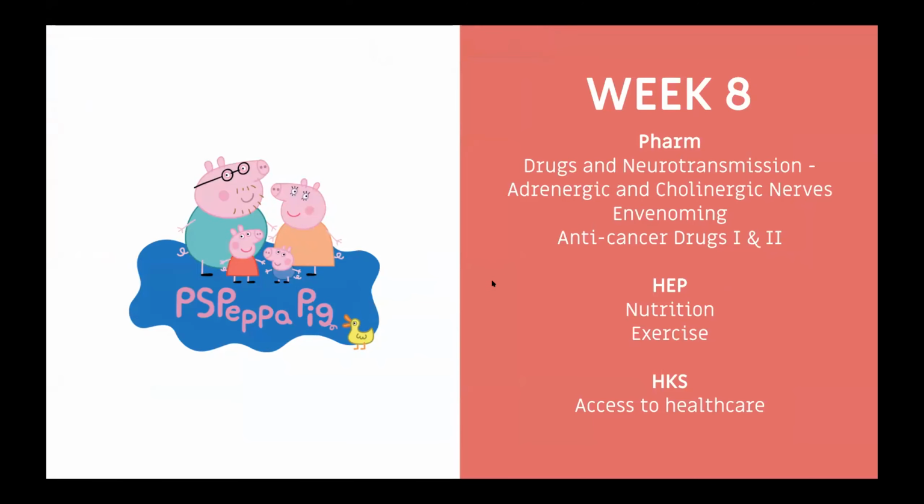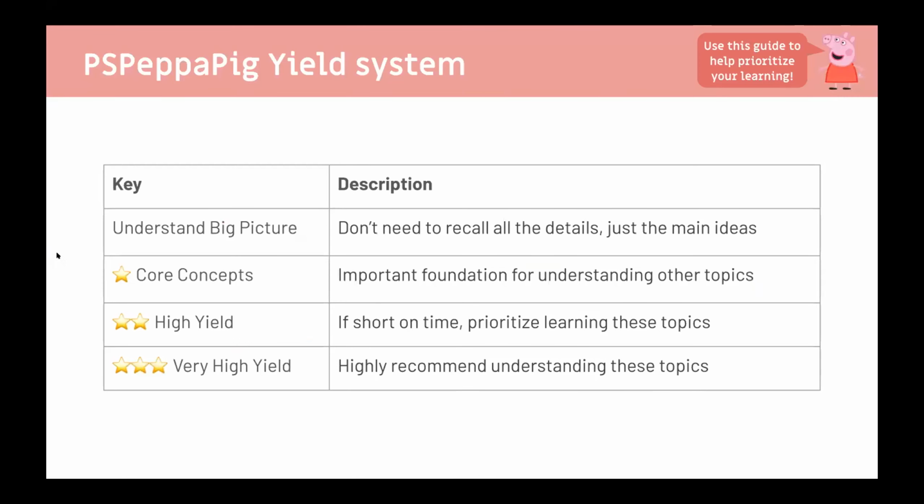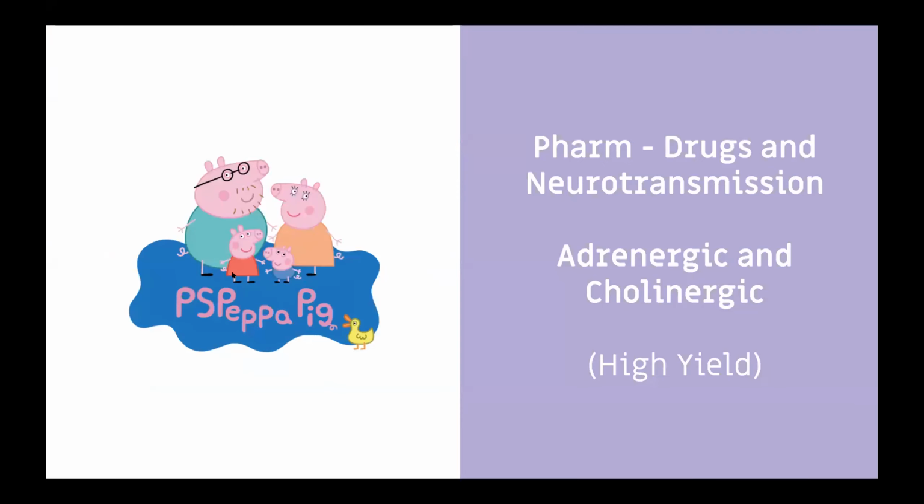Yeah. Okay, perfect. So I'll just be going through Pharm, so drugs and neurotransmission, looking at adrenergic and cholinergic nerves, and a bit about envenoming, and then a bit about anti-cancer drugs. So there's this yield system, and we'll get started. This topic is quite high yield.